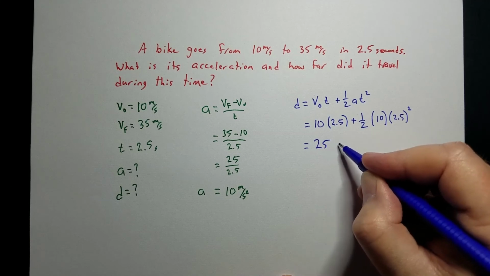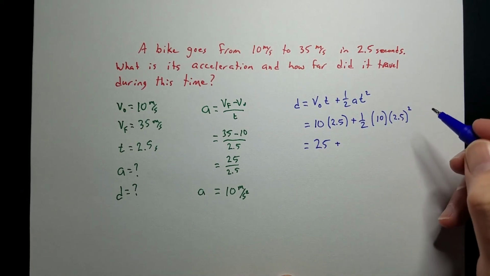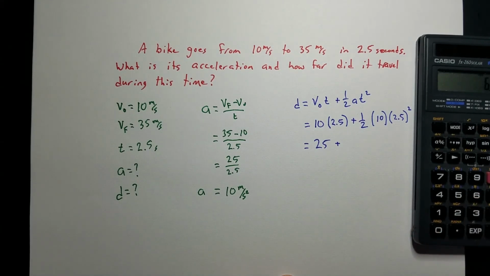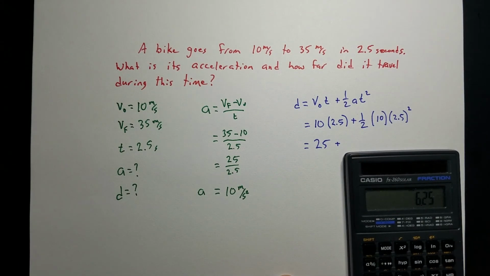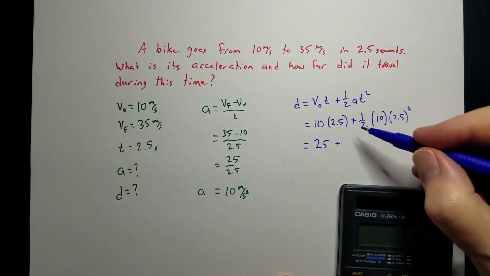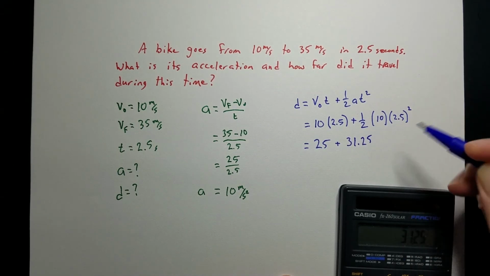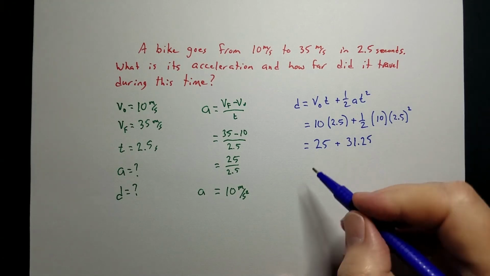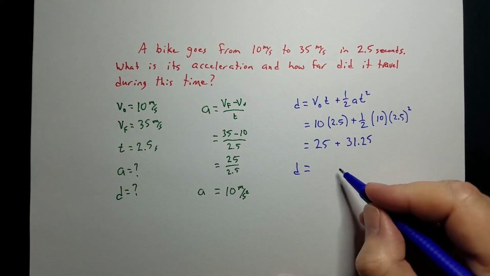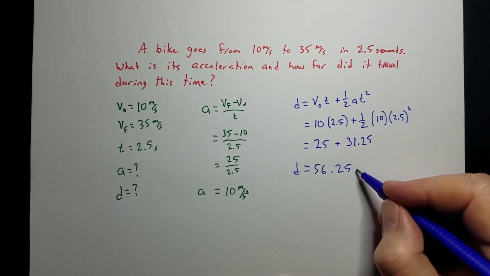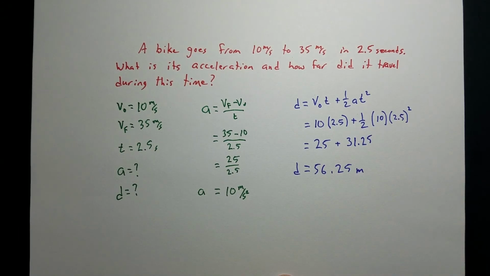So it's going to be 25 plus 2.5 squared is, well, 6.25. Then we're going to multiply. Let's put that in screen. Multiply by 10 and then divide by 2 gives us 31.25. And we're simply going to add those together now. So the distance is 56.25 meters that object would have traveled.